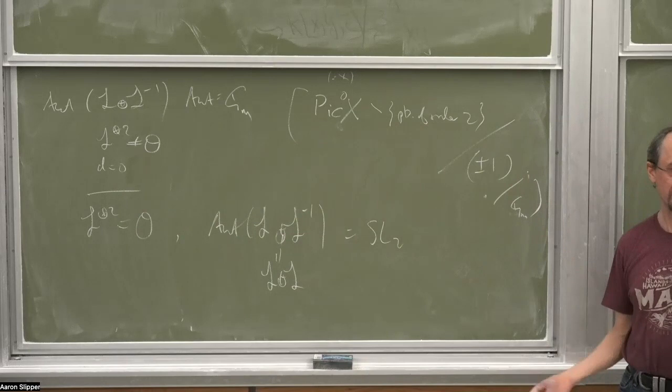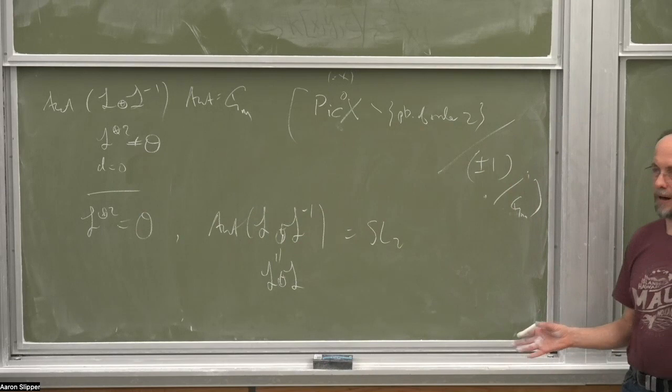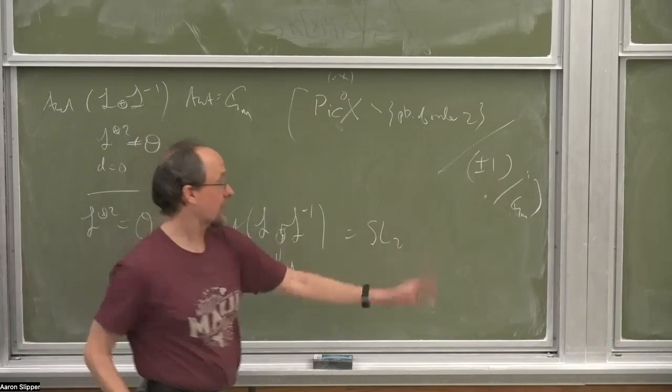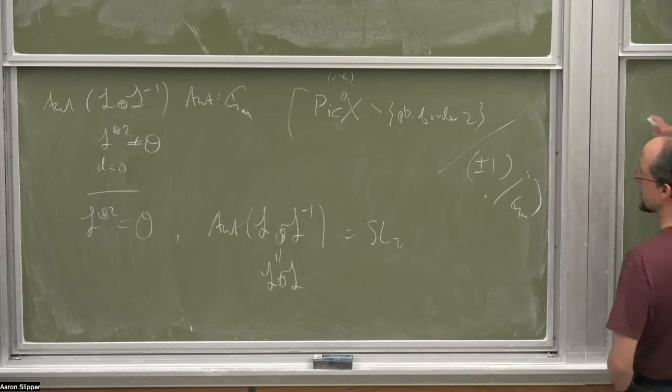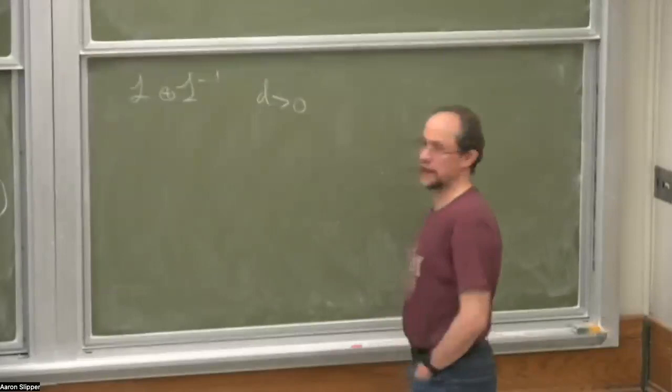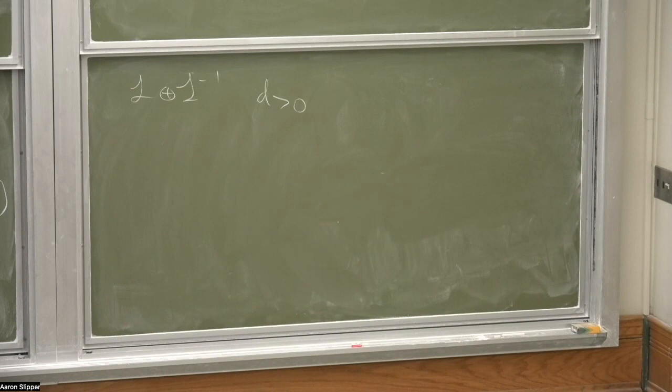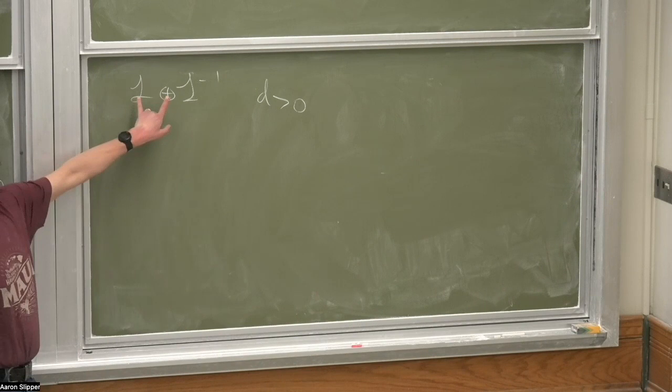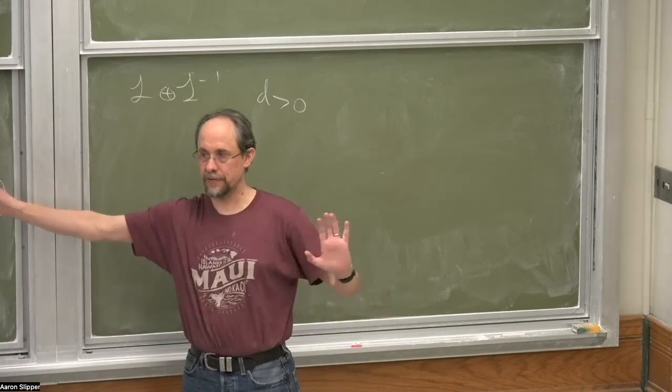But in our world where we allow all possible bundles, there are other, worse objects. They will be L plus L inverses where the degree of L is greater than zero. One saving grace of these is that if L has positive degree, L inverse has negative degree, and they're not isomorphic, so we don't get identifications. So we don't have to break up into different cases. That's the one good thing about them, but it's one of the few good traits.